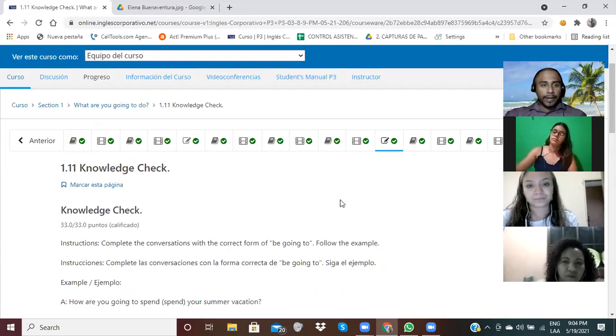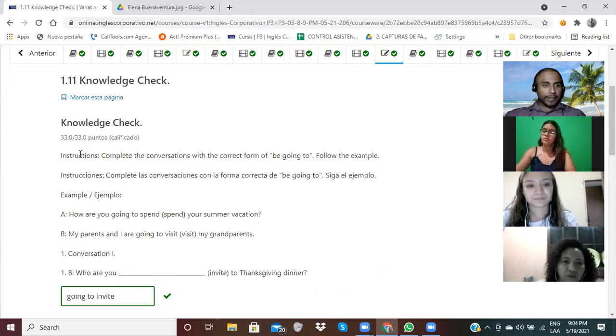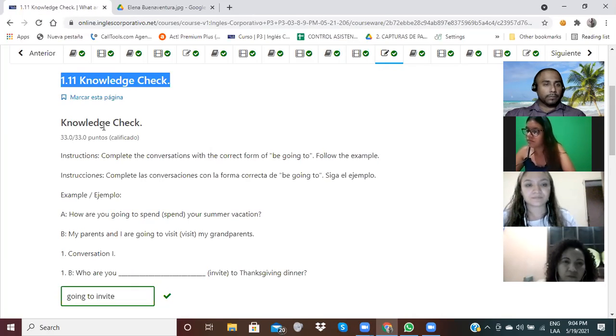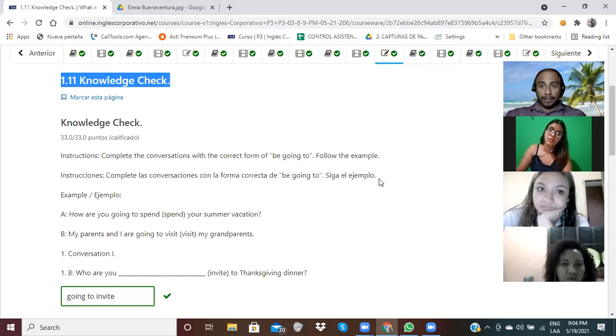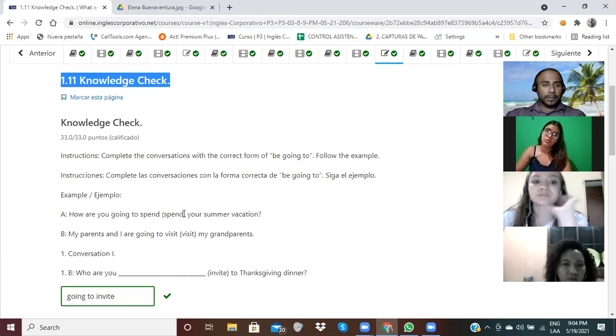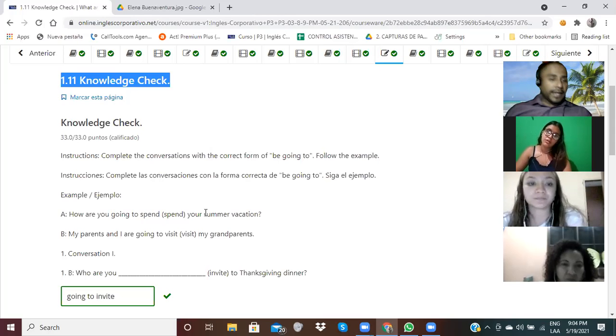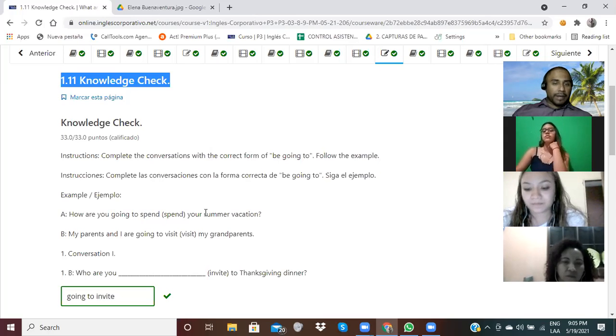Right. Okay, we're going to look at knowledge check. 1.11, knowledge check. Instructions. Complete the conversations with the correct form of be going to. Follow the example. Instrucciones. Complete las conversaciones con la forma correcta de be going to. Siga el ejemplo. Ejemplo. How are you going to spend your summer vacation? My parents and I are going to visit my grandparents.